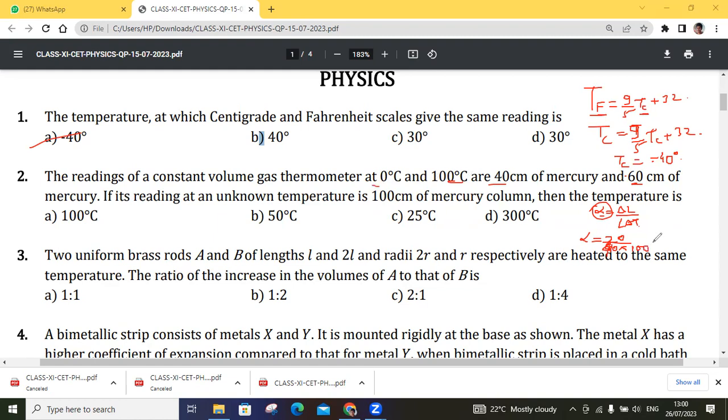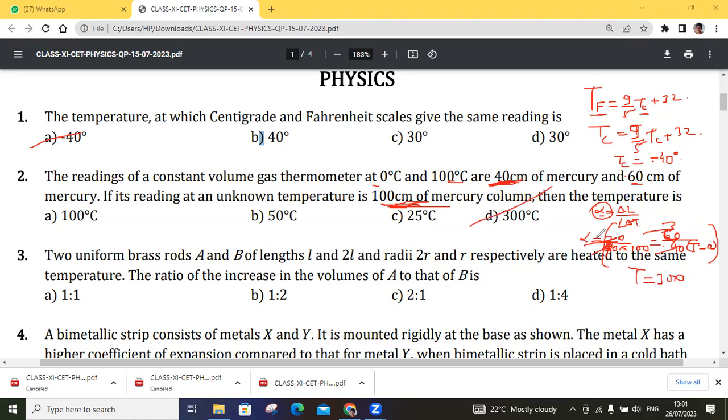This is also equal to this temperature and this volume, this L I will take. So delta L will be 100 minus 40, that is 60, divided by initial length 40 into delta T. Delta T is T minus 0. So T they are asking. You consider this and get T. If you solve it, what will you get? 40 will cancel and T will become 300.